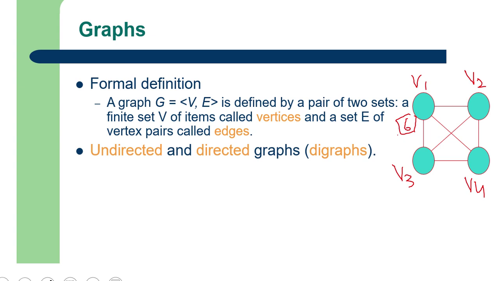In this case, every vertex is connected with each other using undirected edges. So this graph is called an undirected graph. A graph where we use directed edges will be called a directed graph, or in short, a digraph. Digraph is the short term that is used instead of directed graph.